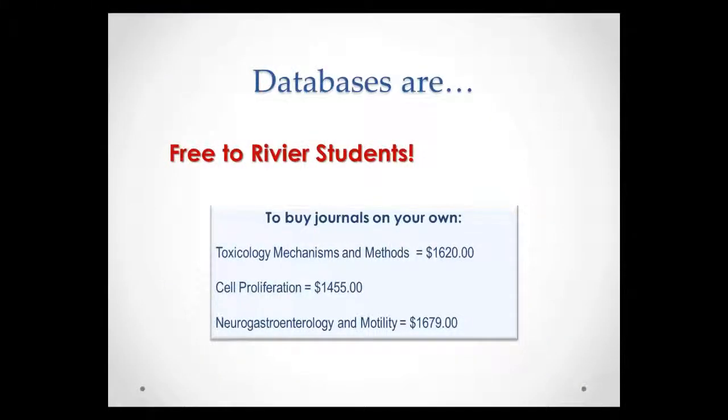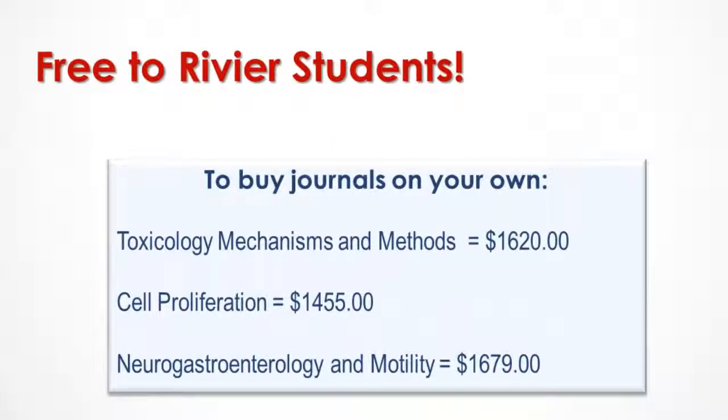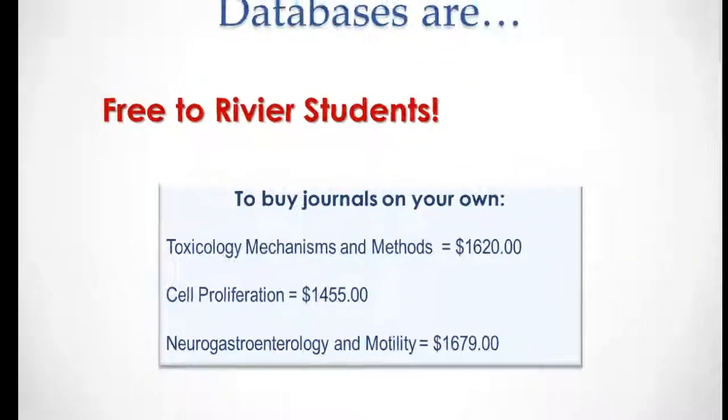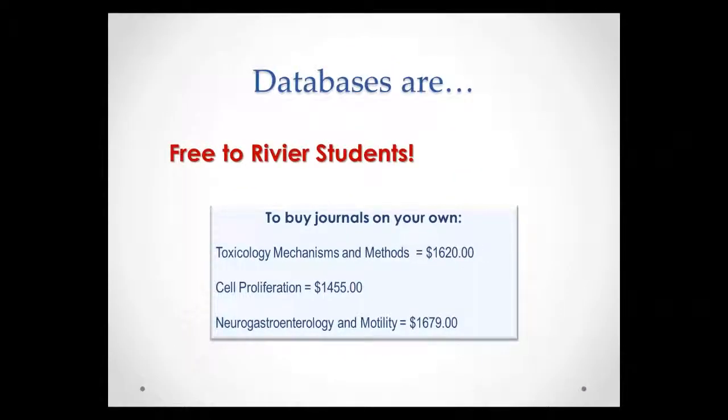The databases are free to all Riviere students. It would be far too expensive for you to buy journals on your own. For example, a one-year subscription to Toxicology, Mechanisms, and Methods would cost over $1,600. The journal Cell Proliferation costs nearly $1,500. And Neurogastroenterology and Motility cost almost $1,700. Fortunately, these journals and thousands more are contained in the library databases.